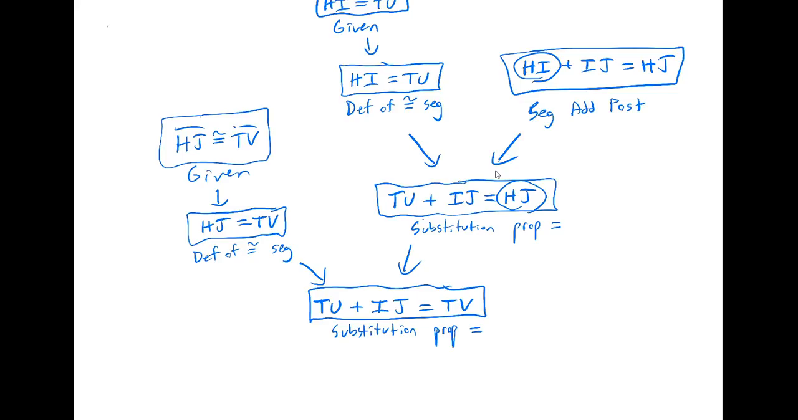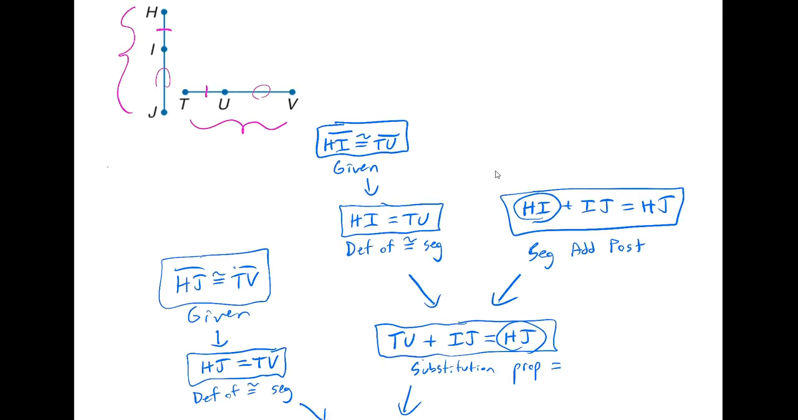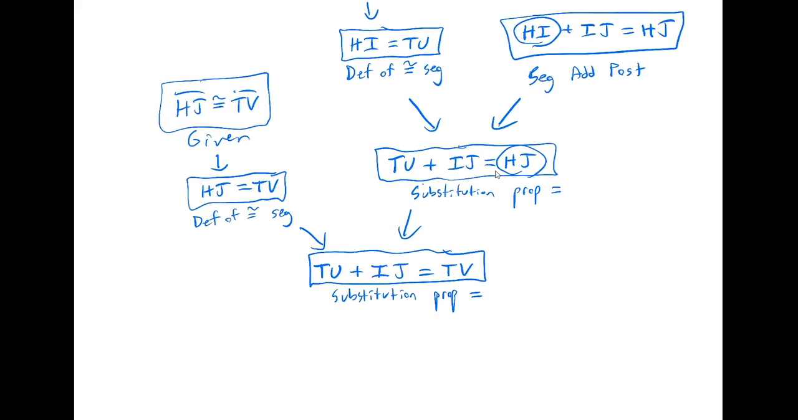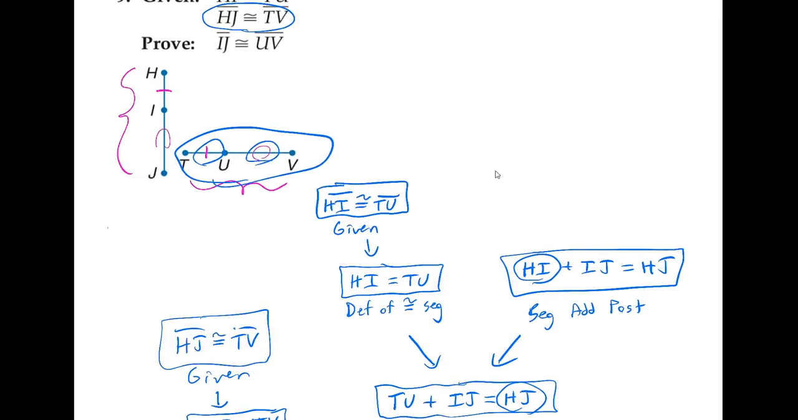We've linked it to the other segment TV. Well, what does TV add up to? It adds up to the pieces, right? So the whole TV is the TU plus the UV. So that's how we're going to get it. We want to get that IJ and UV are the same.